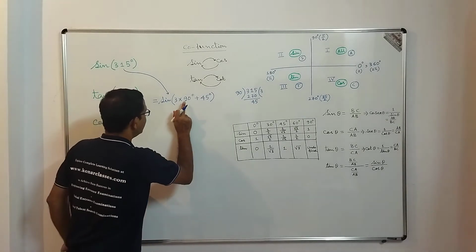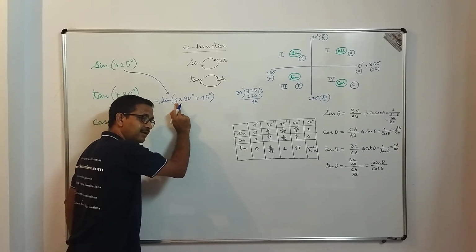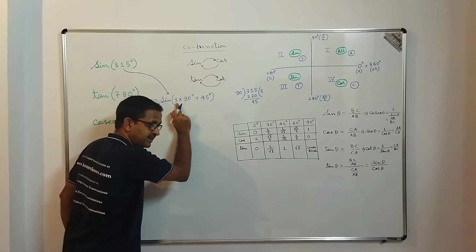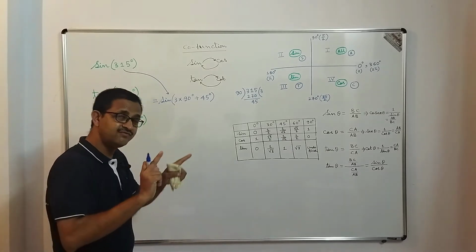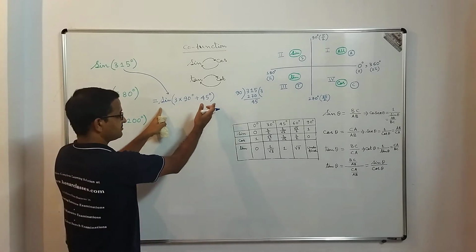Now we look at what is multiplied with 90. Is that number an even number or an odd number? If that number is an even number, we will keep it as sine 45 degree, the value of the entire stuff.